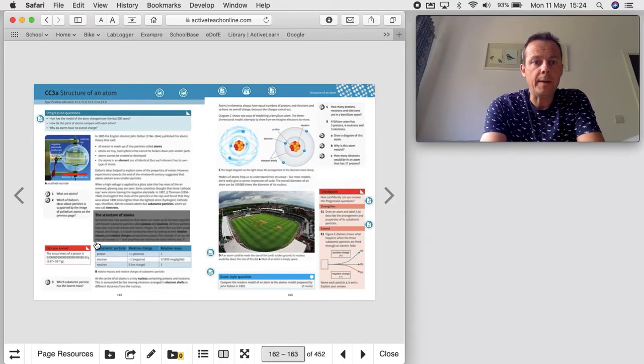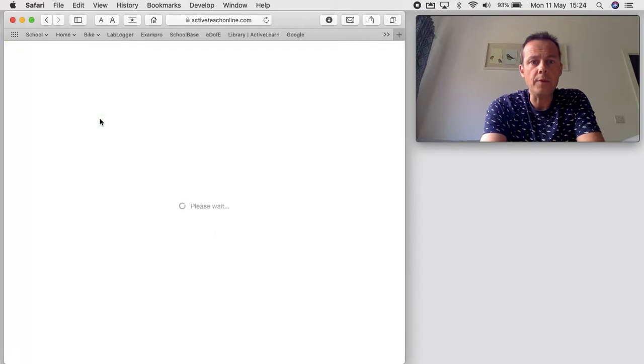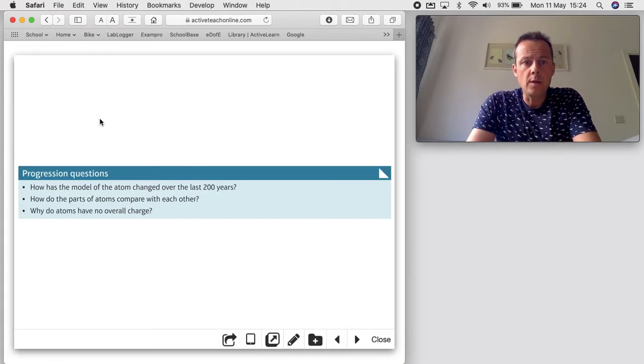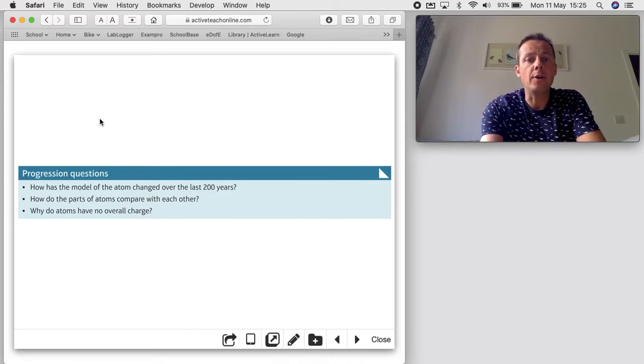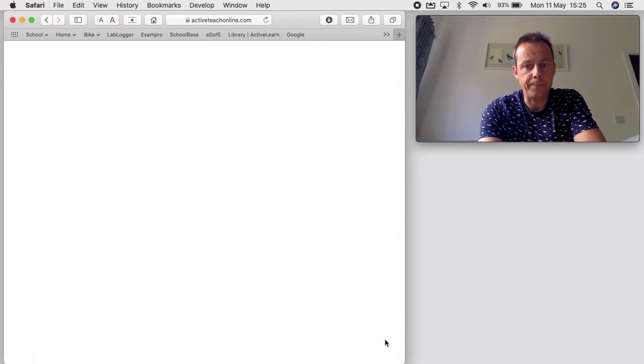Now, if we go back to our progress questions, we've looked at how the model of the atom has changed over 200 years. We've also looked at how the different parts of the atom compare with each other, so where protons, electrons and neutrons are in the atom, how heavy they are, and what charge they have. The next thing we need to have a look at is why atoms do not have an overall charge.